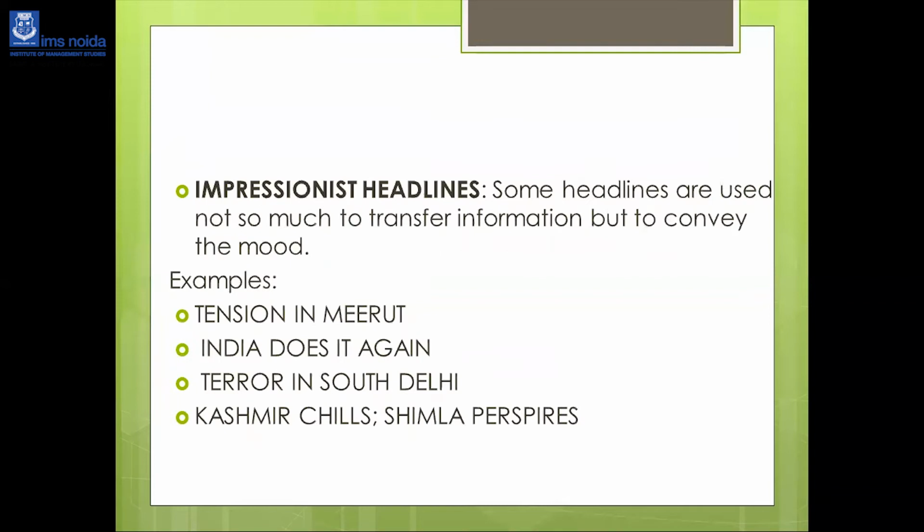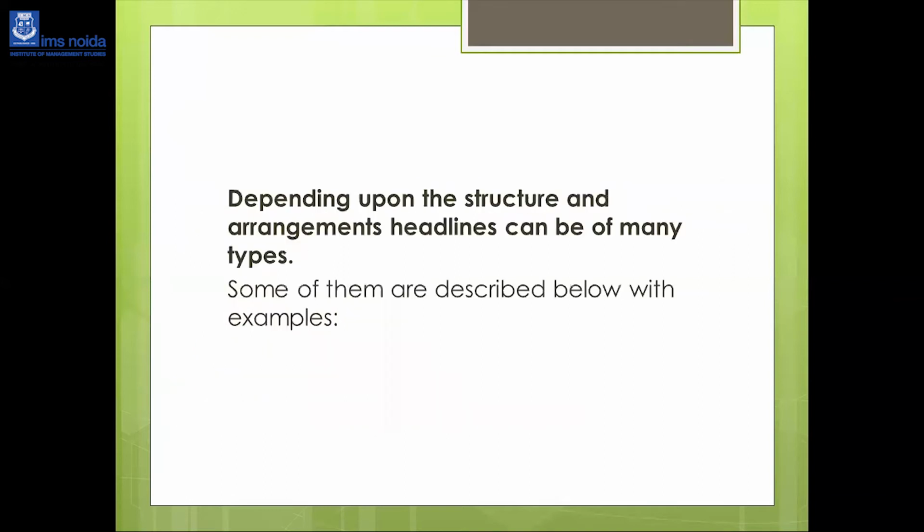The third one is the impressionist headlines. Some headlines are used not so much to transfer information, but to convey the mood. For example, tension in Meerut. India does it again. Terror in South Delhi. Kashmir chills, Shimla perspires. These all are setting the mood of the story, and that is why they are called impressionist headlines.